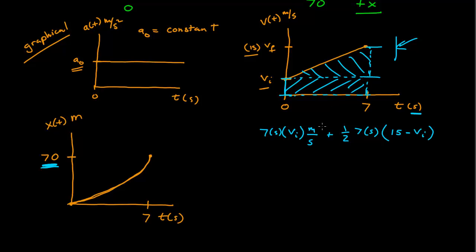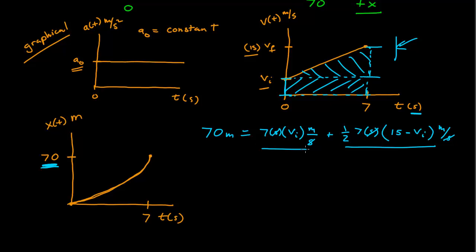So this is the area underneath this curve, the sum of the rectangle and the triangle. This is in velocities, meters per second. The seconds cancel, so my result is in meters. Well, that's good. And I sort of ran out of space here to the right. So we know that the area under that curve is equal to 70 meters, the total displacement of the position.